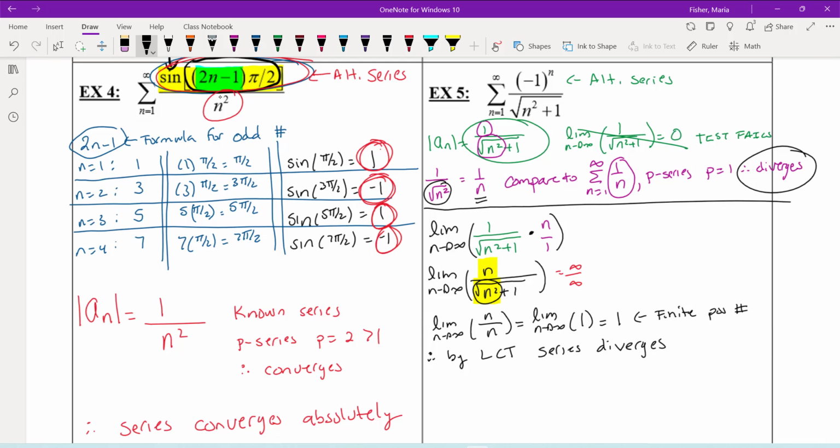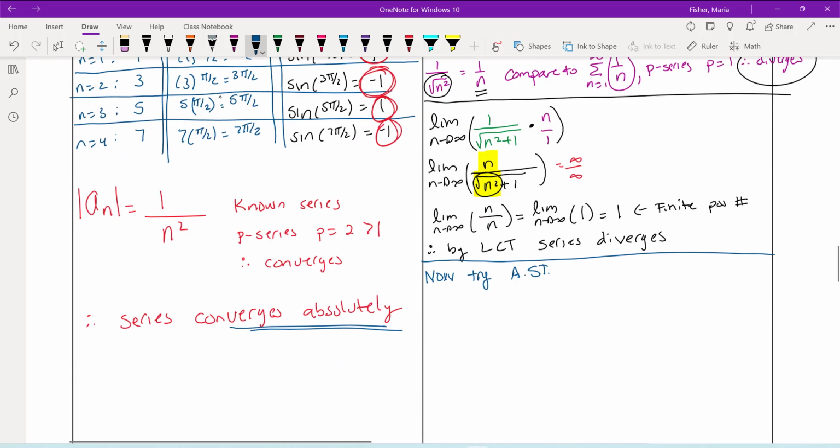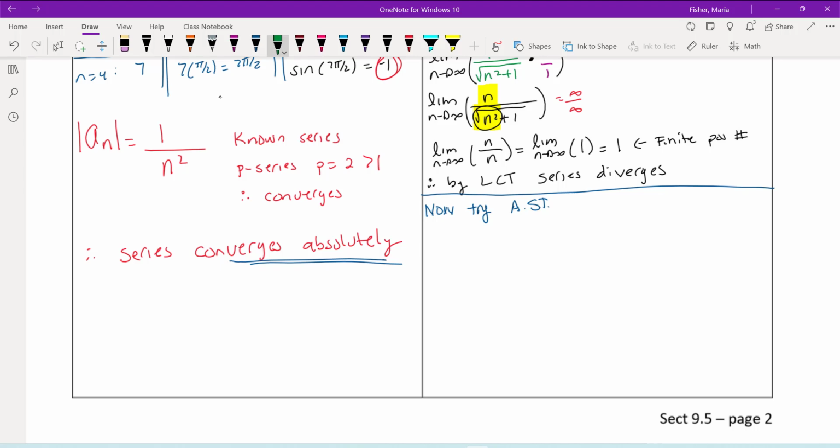Since the absolute value of our series diverged, now we try the alternating series test. Again, when we're dealing with alternating series, you first take the absolute value of the series and determine if that series converges or diverges. If it converges, we're done, we converge absolutely. If it diverges, then we try the alternating series test. The alternating series test has two conditions. Condition number 1, the limit as n goes to infinity of a sub n, which we know is 1 over the square root of n squared plus 1, has to equal 0. Well, this does because it would be 1 over infinity, so the first condition is met.